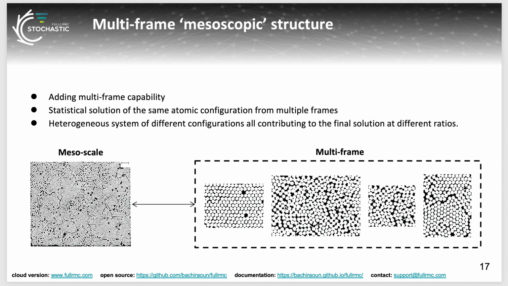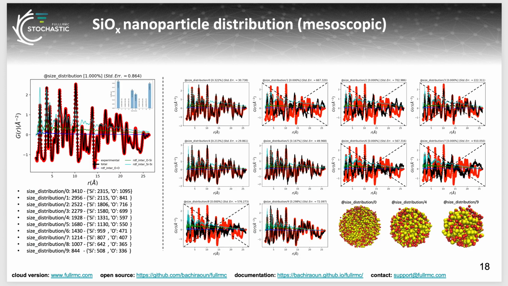We will talk more about this. That's another example of the mesoscopic computation, where let's say we have a solution of nanoparticles. We don't know what the distribution of those nanoparticles are. In general, what we do, we assume a normal distribution. But who says that's always the case? Sometimes we have two normal distributions in the solution. So how do we do that? The same way. We create a multi-frame, we create multiple sizes of this nanoparticle, and we let fullRMC run the mesoscopic computation and find out the real distribution of those nanoparticles.